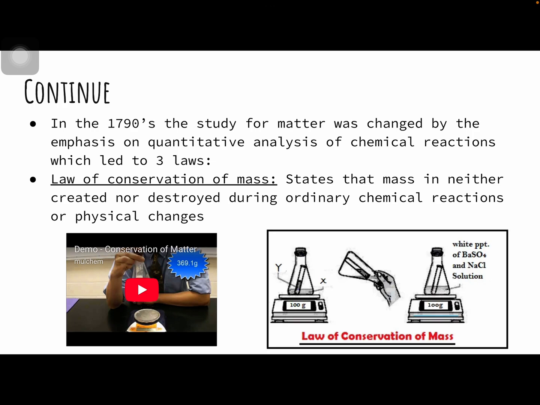In the 1790s, the study of matter was changed by the emphasis on quantitative analysis of chemical reactions, which led to 3 laws. You are going to need to know these 3 laws for your test. The first one, I would star it, highlight it, whatever you have to do to make sure you go back over it, is the law of conservation of mass. It states that mass is neither created nor destroyed during an ordinary chemical reaction or physical change. So with any sort of change, we are not going to lose matter. Matter is never created nor destroyed. It is just simply changed.